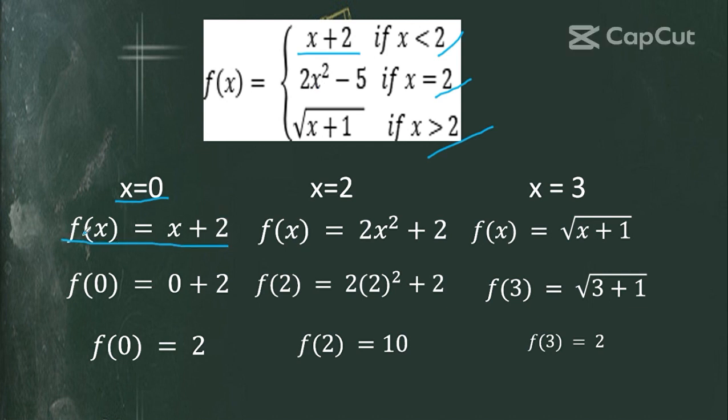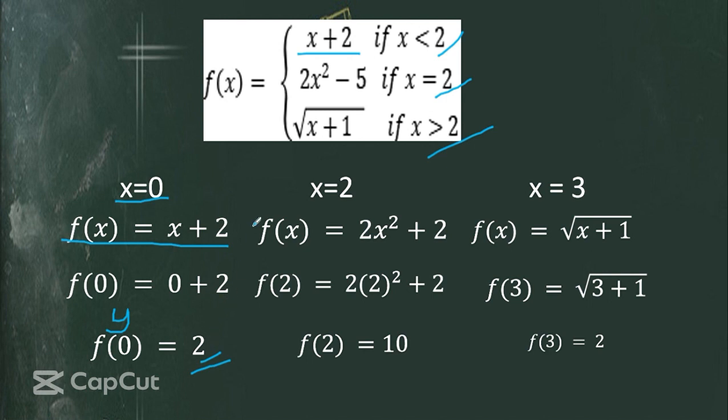So, f of x is equal to x plus 2. Just substitute the value of x, which is 0. Then apply the PEMDAS rule. So, 0 plus 2. That is why our f of 0, or don't forget, still it is equal to y, is equal to 2. So, when our domain is 0, our range is 2.